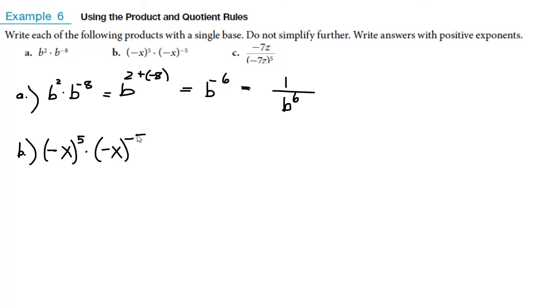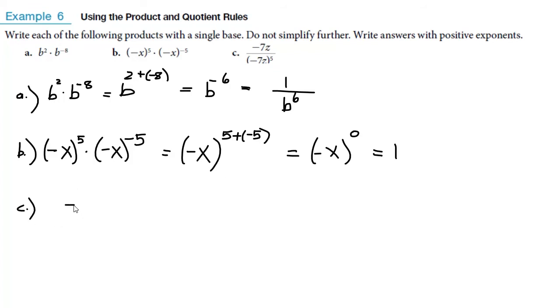In part B, I have minus x with the exponent of 5 multiplied by minus x with the exponent of negative 5. And here I have the base of negative x. And of course this is 5 plus negative 5 by the product rule, or the base of negative x to the power 0, and that's just 1.